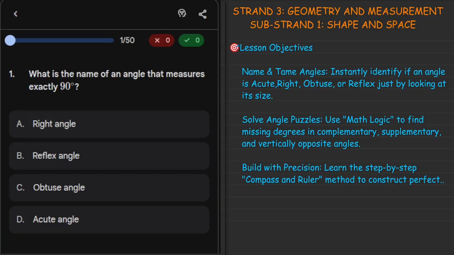As usual, I will advise that you get your notepad and your pens or pencils with you so that you try to solve before checking for the answers.